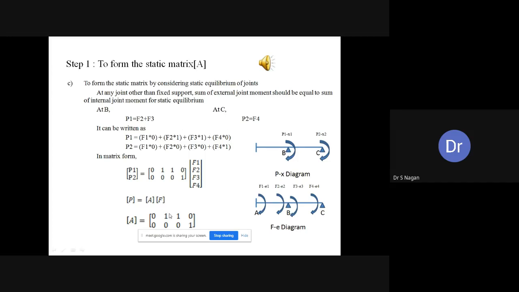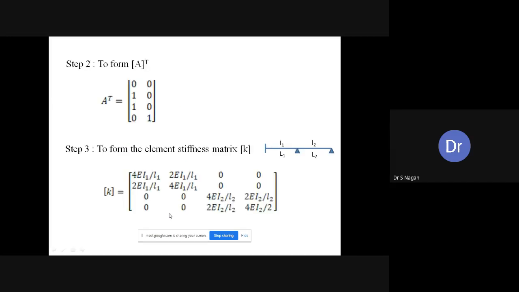So once we get the static matrix, we need to form A transpose. By transforming rows into columns, we'll get A transpose. Then to form the element stiffness matrix, as I said, if you have two members, the element stiffness matrix will be a 4x4 matrix. If you have three members, then a 6x6 matrix. So you need to substitute the appropriate I value and span and get the matrix. So you can take E as a common term and you can get the small k.